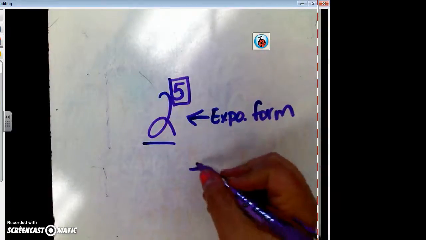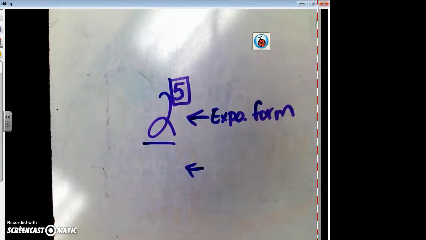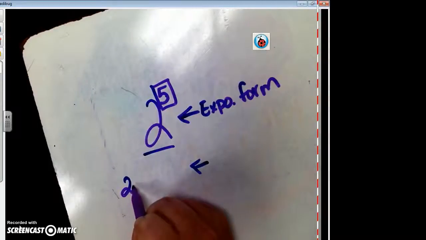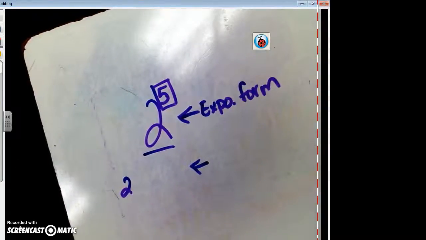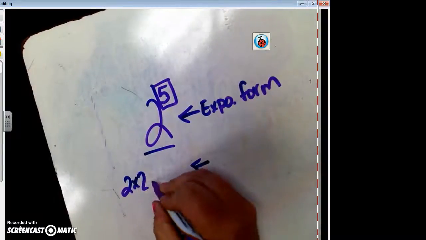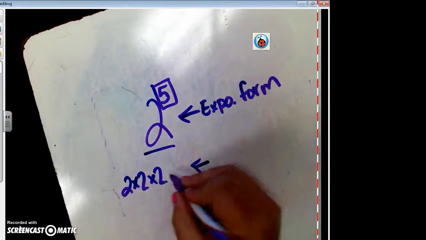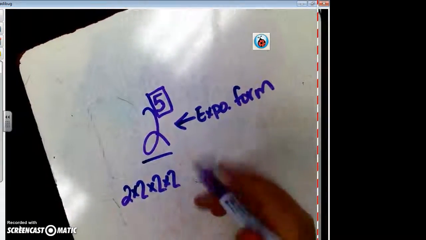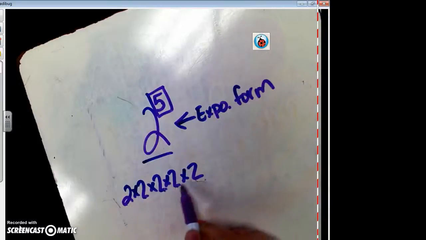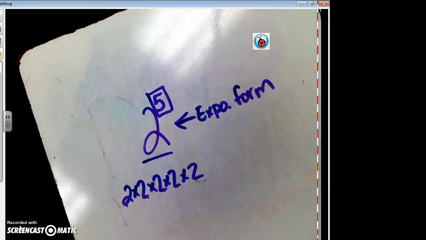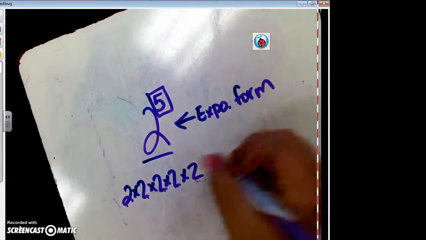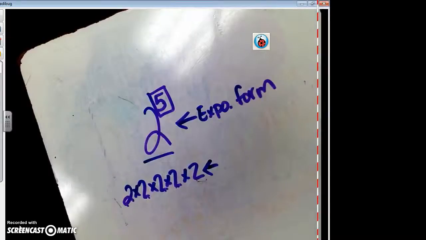Okay? Who thinks they can tell me how to write this number in expanded form? Emily, expanded. I'm going to stop you right there. What did you say wrong? Her base should be there how many times? 5. Why 5, Taylor? That's how many the exponent says. Good job.